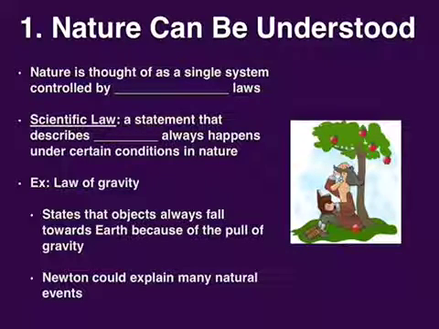So first of all, nature can be understood. Nature is thought of as a single system, and it is controlled by natural laws. These laws are not influenced by humans. So a scientific law is a statement that describes what always happens under certain conditions in nature. And a way to remember that is law ends with W, just like what starts with. So for example, the law of gravity states that objects always fall towards Earth because of the pull of gravity.